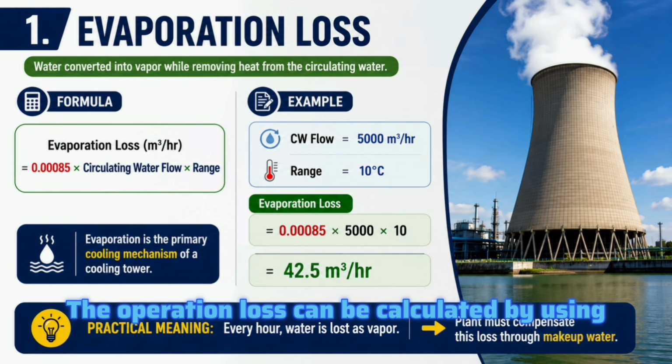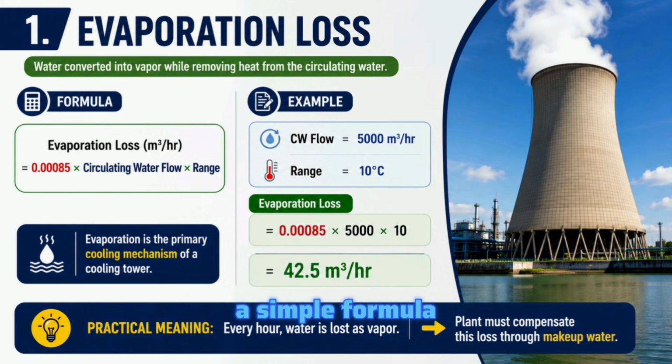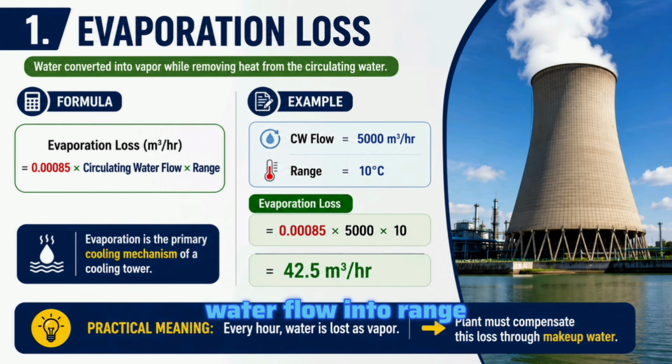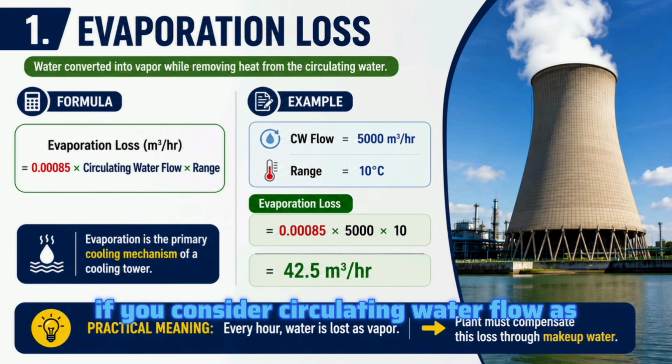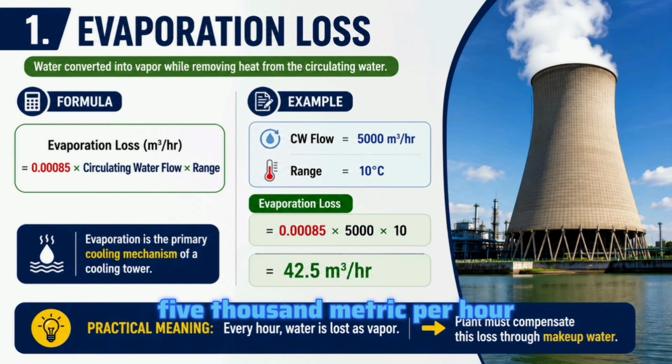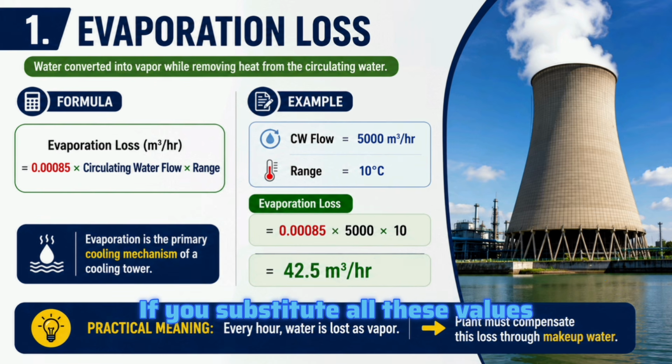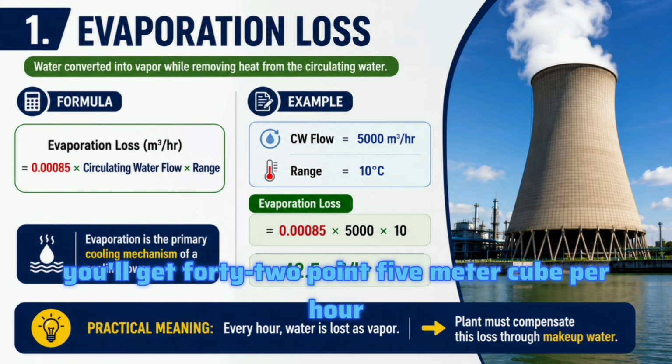Evaporation loss can be calculated by using a simple formula: 0.00085 into circulating water flow into range. For example, if you consider circulating water flow as 5000 meter cube per hour and range 10 degrees, nothing but the difference in inlet to outlet water temperature, if you substitute all these values, you'll get 42.5 meter cube per hour.